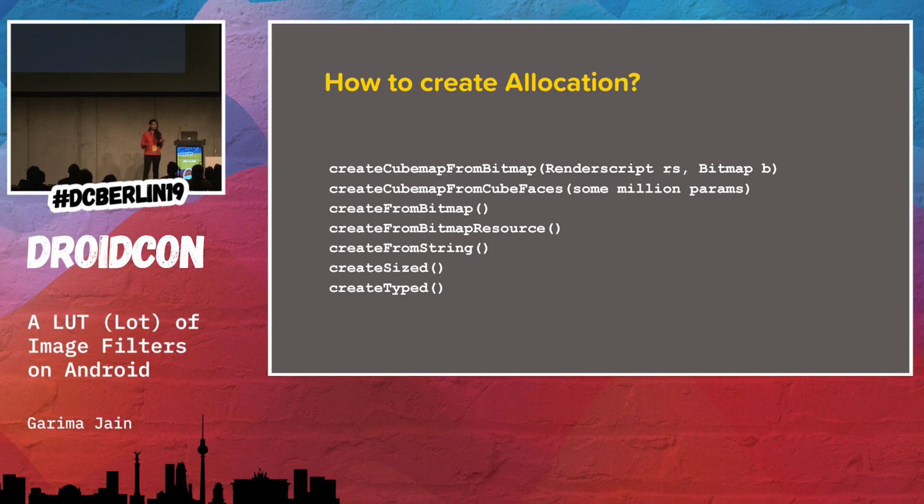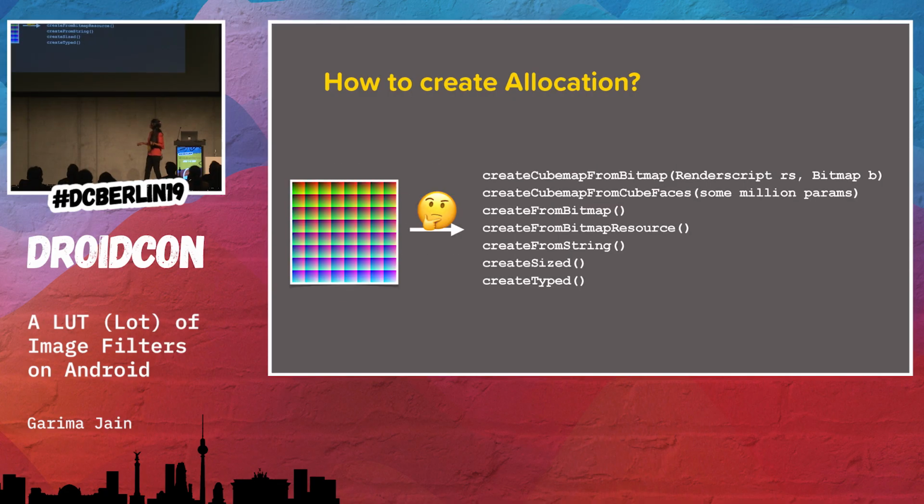But the next question is, how do I create this allocation? When I started looking at the API, I found various different kinds of APIs for creating an allocation. That is, create cube map from bitmap, create simple, create from bitmap. Firstly, because a LUT is also sort of like a cube, that must be what we wanted to do. So I was thinking about which one to use. I started searching, and I couldn't understand, there are so many different APIs available, and the documentation doesn't tell us exactly what we need.